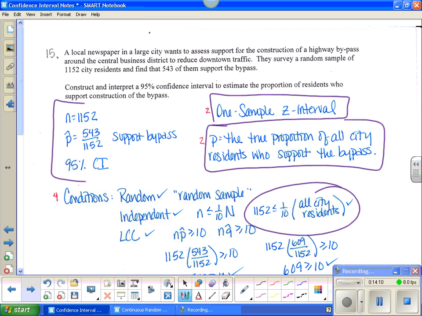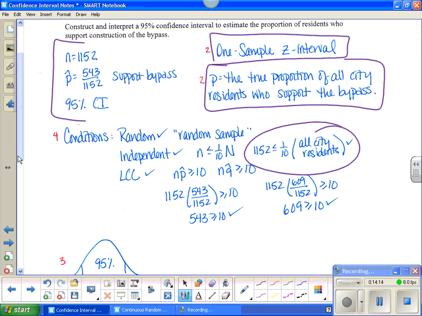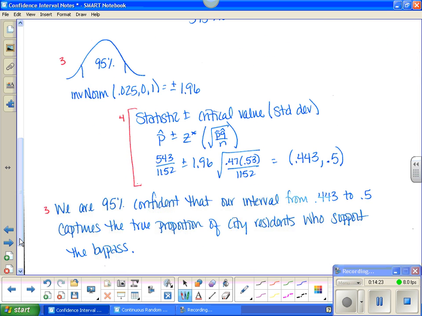Anyway, large counts condition: np and nq have to be bigger than 10. I'm not looking for normal, right? np and nq have to be bigger than 10. Then I go here. I put my words, remember? Words, letters, numbers. Here's him. Then I'm like, oh yeah, I got to go find him. So I came up here and I did this and I did this, but you're going to do this.